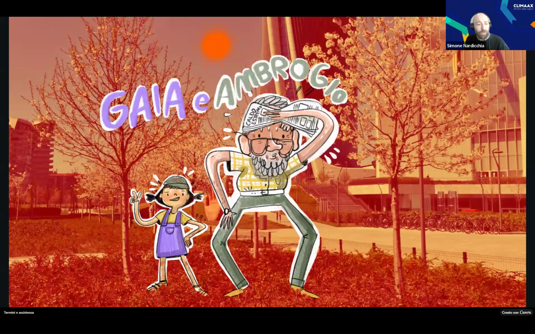This is just a brief introduction. I now present the story, the final version, where we start from a story map and finish with a comic strip. And that's nice: we start with artificial intelligence and finish with a real illustrator who realizes the illustration, the graphics. This is the story about Gaia and Ambrogio. Gaia is 5 years old, and Ambrogio is the grandfather.